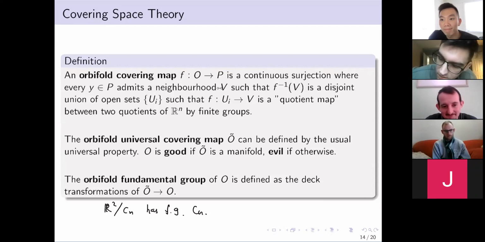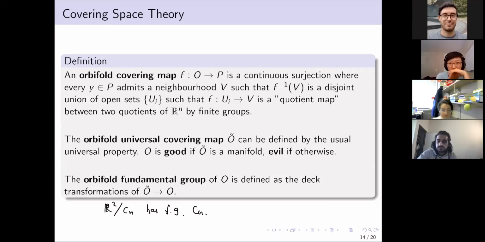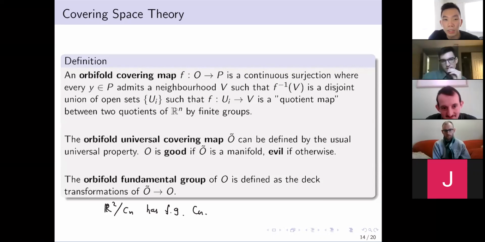Sorry, Willie. Yeah. Are good and evil the official definitions? I think Thurston uses this, yeah. You just call it good. No other advanced terminology. Yeah. Okay. Other questions? If not, I'm going to move on then. All right. I think I can finish this on time.